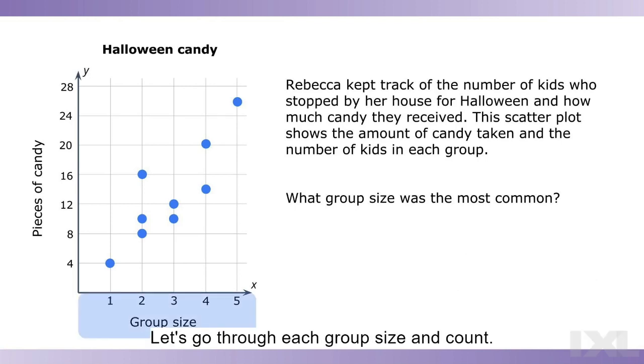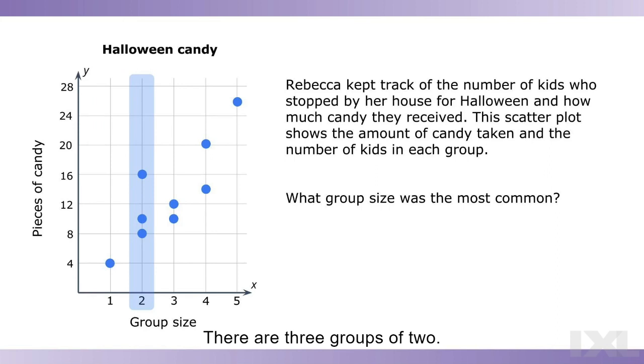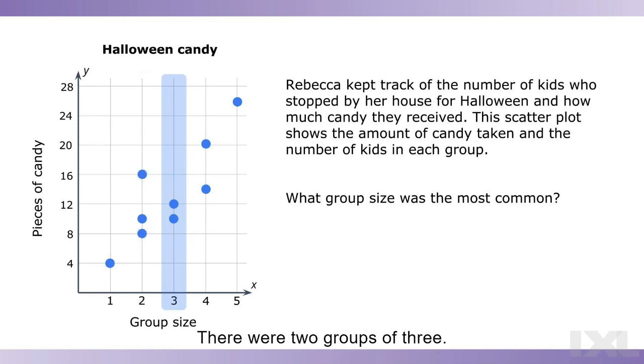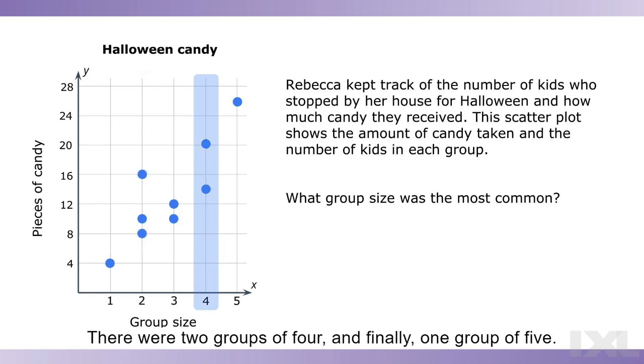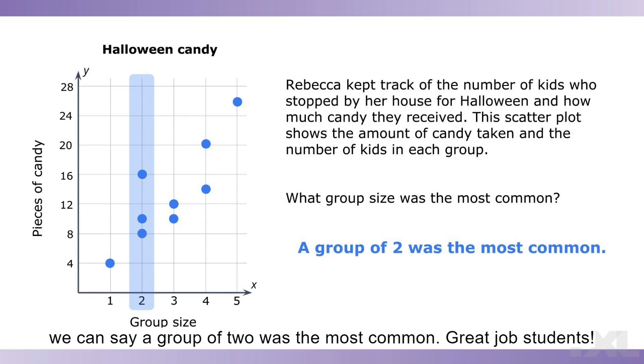Let's go through each group size and count. It looks like we have only one group of 1. There are 3 groups of 2. There were 2 groups of 3. There were 2 groups of 4. And finally, 1 group of 5. Based on these numbers, we can say a group of 2 was the most common.